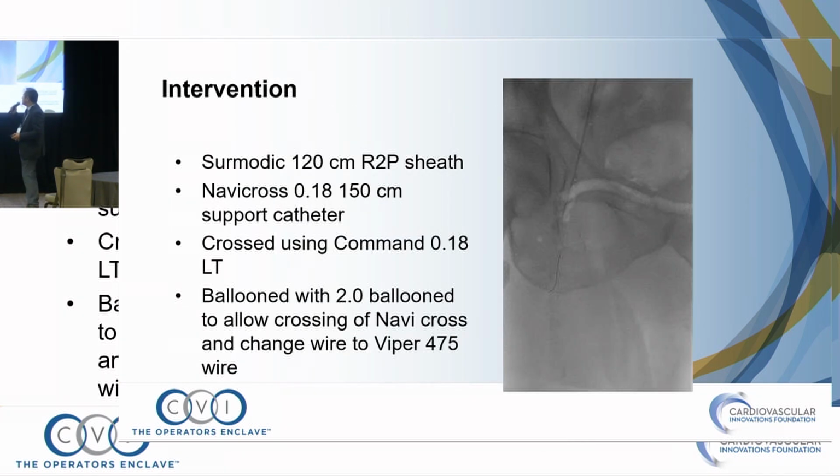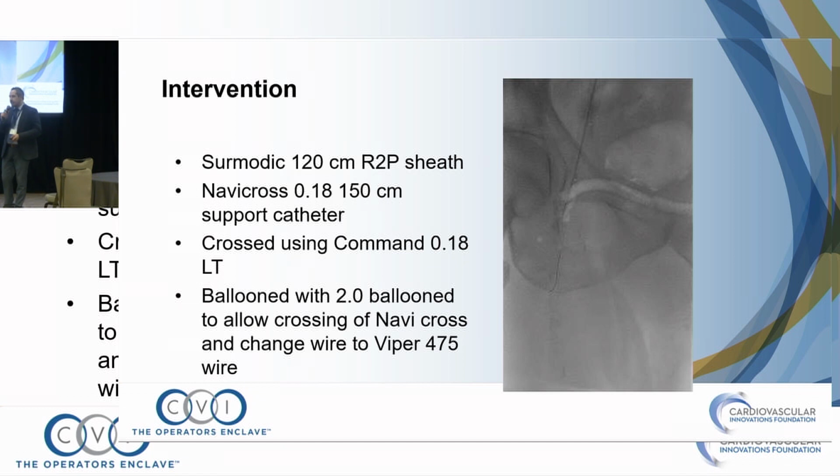So step-by-step for intervention, we used a Somatex 120 centimeter radial to peripheral sheath that landed close to the external iliac. We used a Navicross 018 150 centimeter support catheter, and we're able to cross it. Actually, our endovascular fellow was able to cross it with an 018 Command wire.